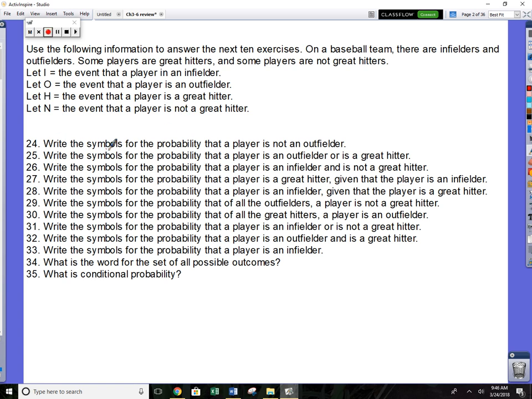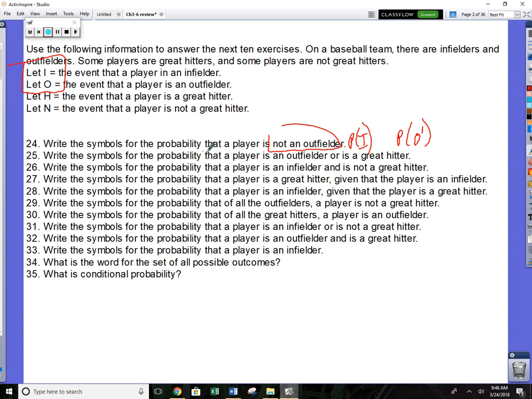24. Write the symbols for the probability that a player is not an outfielder. If it's not an outfielder, maybe if they're only classified by these two, you could assume if he's not an outfielder, he's an infielder. So you could go like probability of infielder, but I think what they're hinting at is not an outfielder, is the probability that it is the complement of an outfielder. So I think that's what they're after.